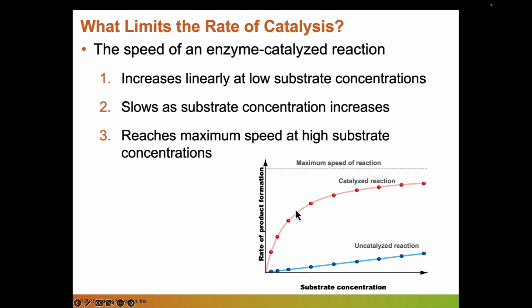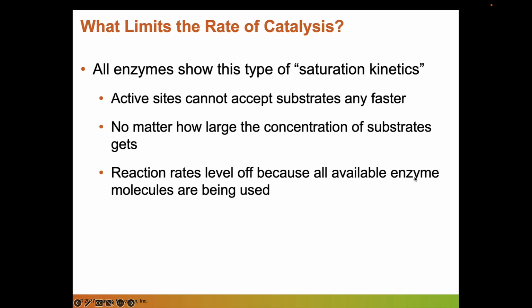Here's an enzyme catalyzed reaction shown in red, so this upper line here. This increases linearly at low substrate concentrations. So this reaction is dependent on the concentration of the substrate. But the enzyme activity actually slows as the concentration of the substrate increases and reaches maximum speed at these high substrate concentrations.